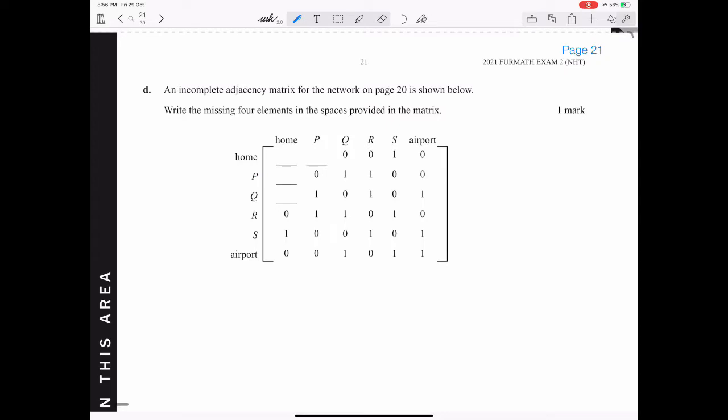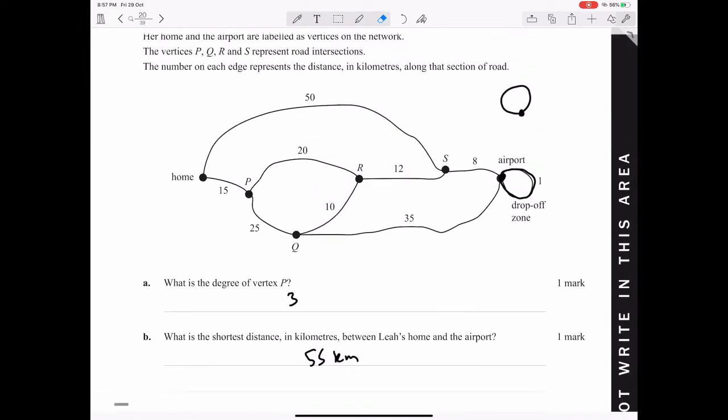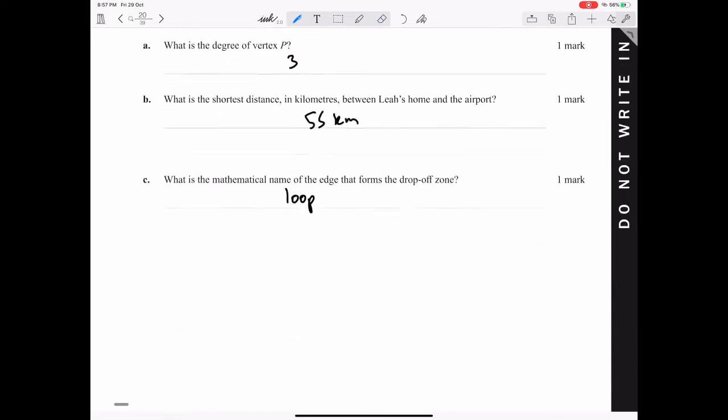D. An incomplete adjacency matrix for the network on page 20 is shown below. Write the missing 4 elements in the spaces provided in the matrix. So basically we need to represent the network in this matrix over here. So this could represent home to home. It doesn't really matter because there are no arrows on the edges. So home to home, we can see over here that there's no loop at home, so that would mean there's a 0.